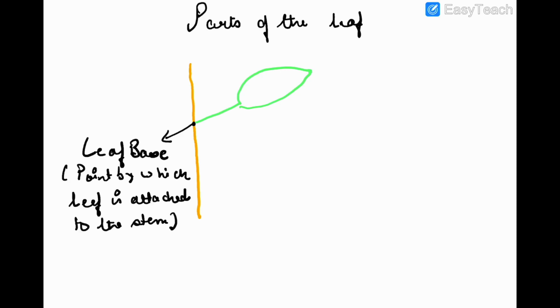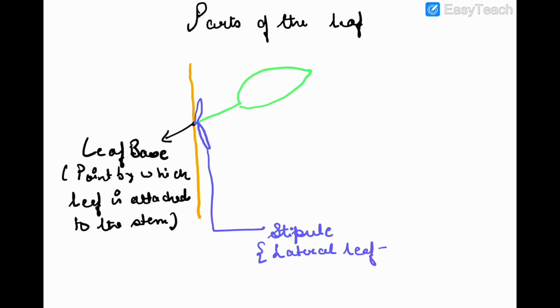Now, sometimes the leaf base consists of two lateral leaf-like structures that are known as stipules. Stipules are lateral leaf-like structures present near the leaf base.